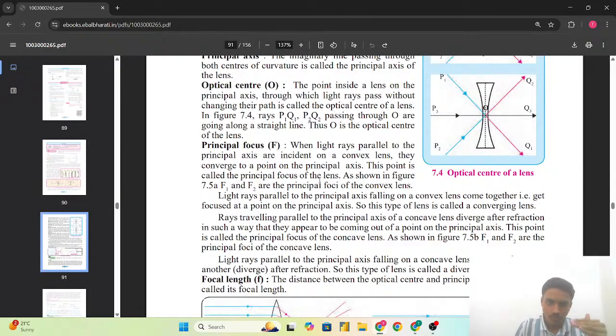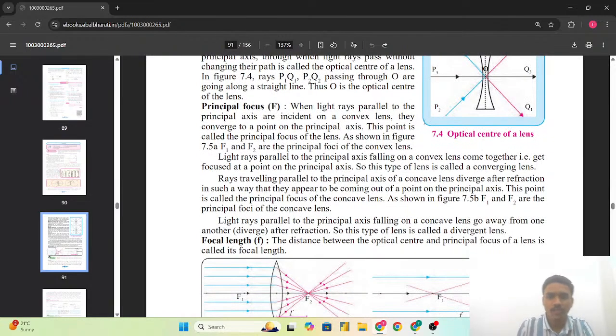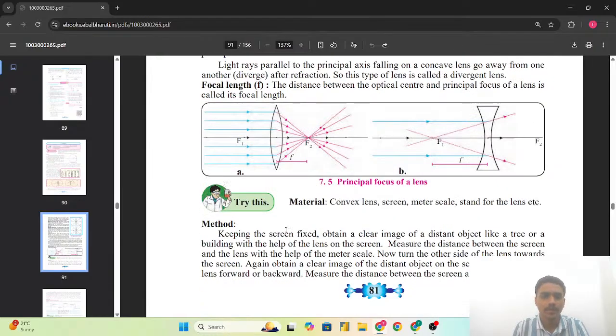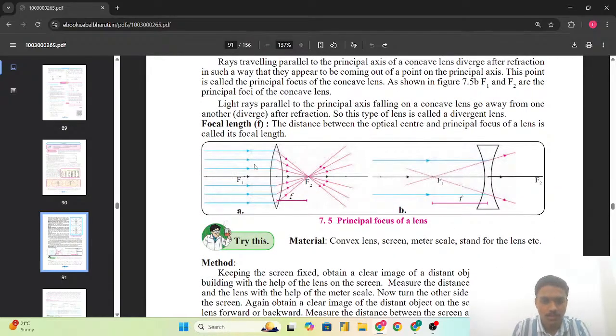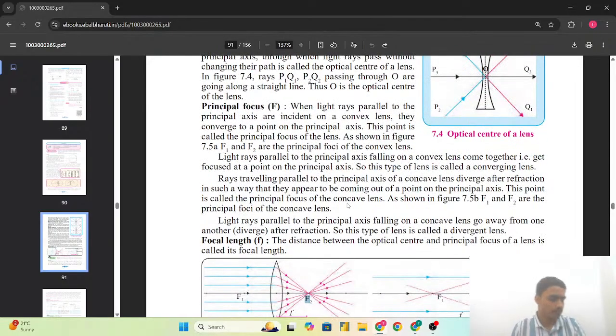और प्रिंसिपल फोकस यहाँ पर क्या है? When light rays parallel to the principal axis are incident on the convex lens, they converge to a point on the principal axis. This point is called the principal focus of the lens, as shown in figure 7.5a. और यहाँ पर हम देख सकते हैं कि light rays parallel to the principal axis are getting converged at a point. That point is called a principal focus.